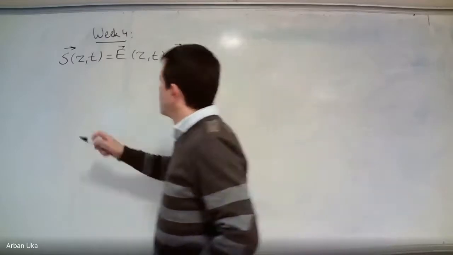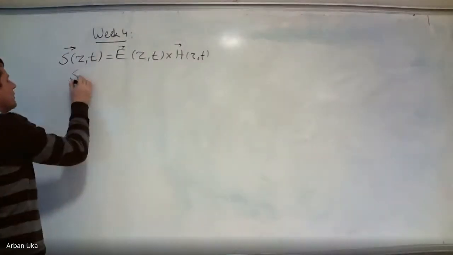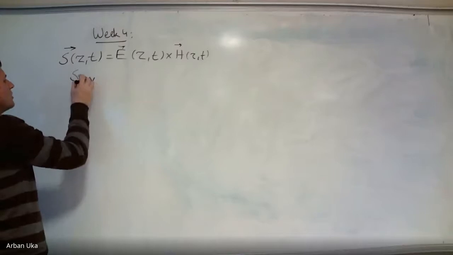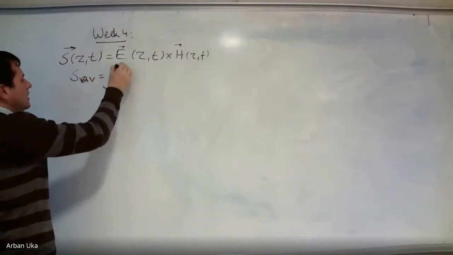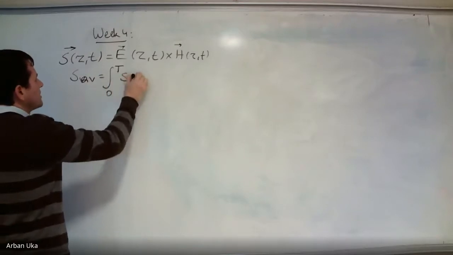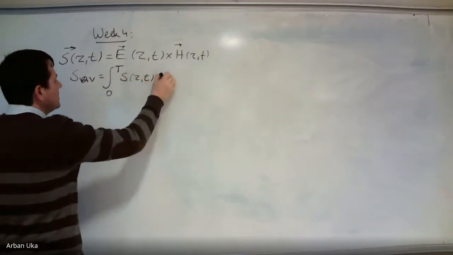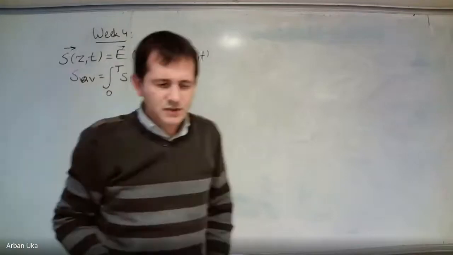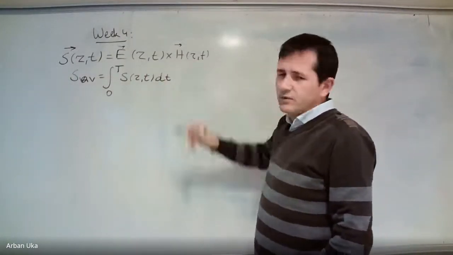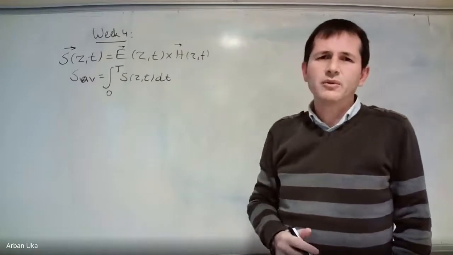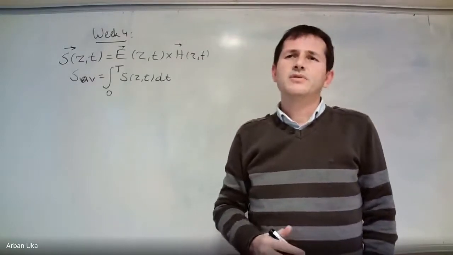What we care most about is this quantity, which is the time average. We can call this one the time average. It is equal to the integral from 0 to a full period of Sz(t) dt. This is much more essential, and it is a quantity which has a unit of watt per meter square, so it is power per meter square.